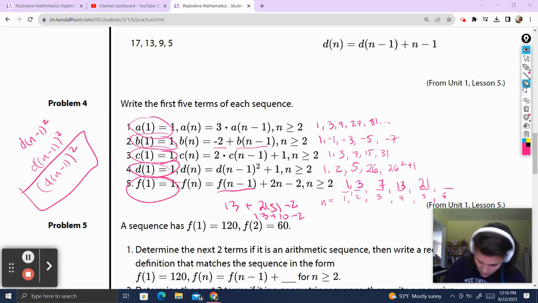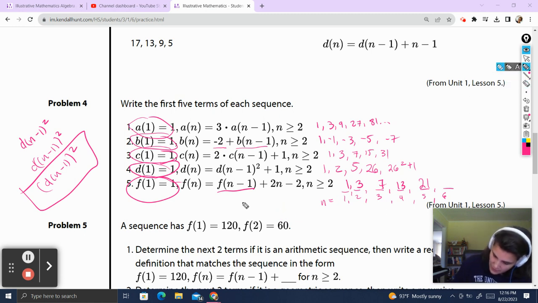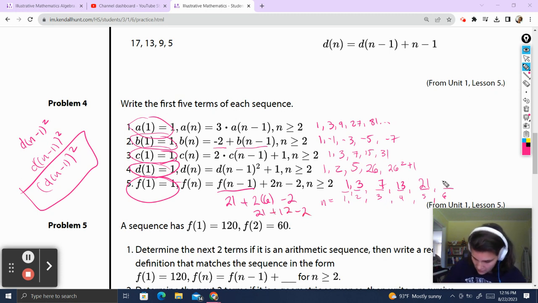Now, the last one, and there is a pattern here, which if you notice, good for you. But we're going to keep using our function because we like functions. It's the previous term, which is 21, plus 2 times a place value, which is 6, minus 2, which is 21 plus 12 minus 2, which is going to get us 31.